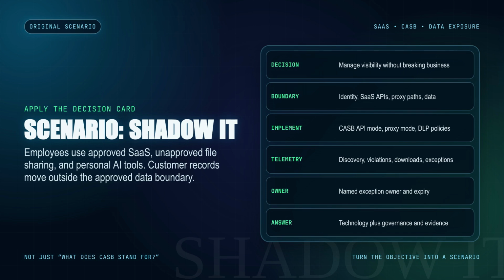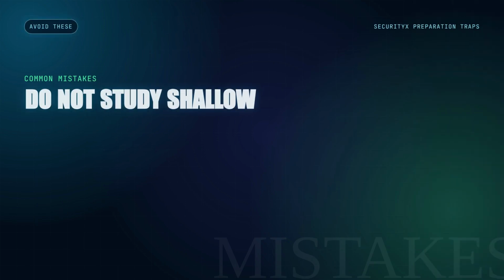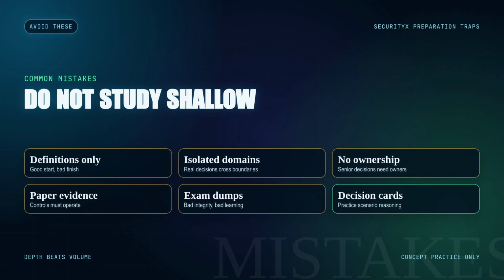The best answer is C. A is true but too shallow. B is too absolute because CASB can use API-based and proxy-based approaches. D is wrong because CASB does not replace identity governance or data classification. C connects the technology to decision, architecture, implementation, and evidence. That is the study habit you want.